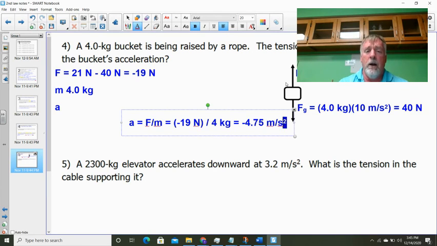So I'll end it there because I want you to start seeing, here's our first attempt at looking at a free body diagram where the forces are unbalanced, and we're trying to calculate what the acceleration is based on the net force. We'll pick up there tomorrow.